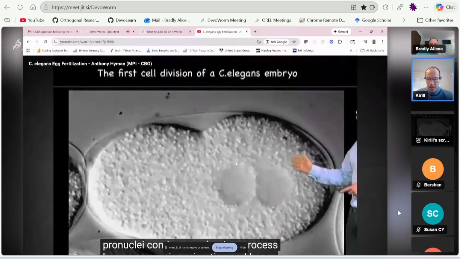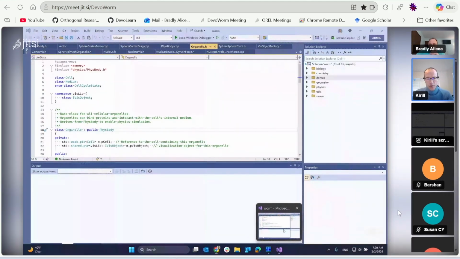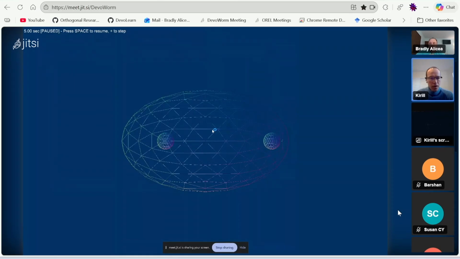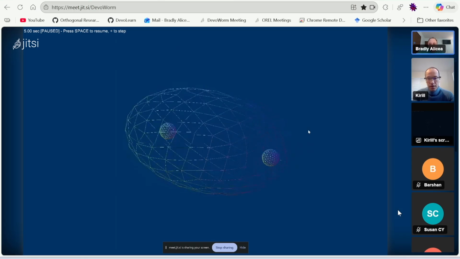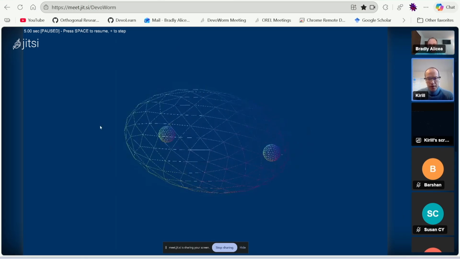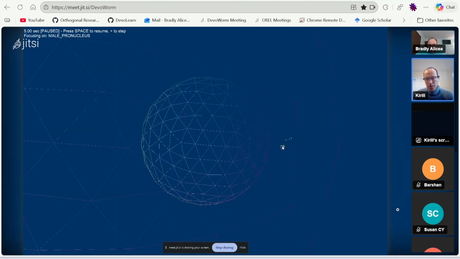And here is my repository. And right now, this is what I have. I also have two pronuclei. So I have an egg. Do you see it? Yes, that's good. I have an egg, and I have two pronuclei. And if I zoom in here, this is a centrosome.